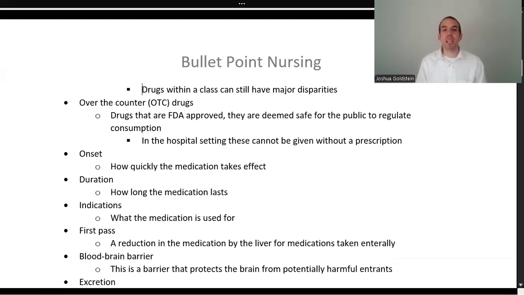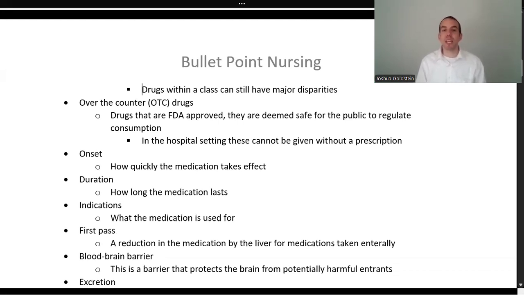Next, over-the-counter medications in the hospital are still by prescription only. Remember, in the hospital, everything's by prescription. So there's no such thing as a patient in bed 3 or 4 complaining of a headache, and you're like, oh, sure, I'll just get you some Tylenol. Doesn't work that way. In the hospital, it has to be by prescription. That being said, you may have a standing order for it. We'll talk about that later.